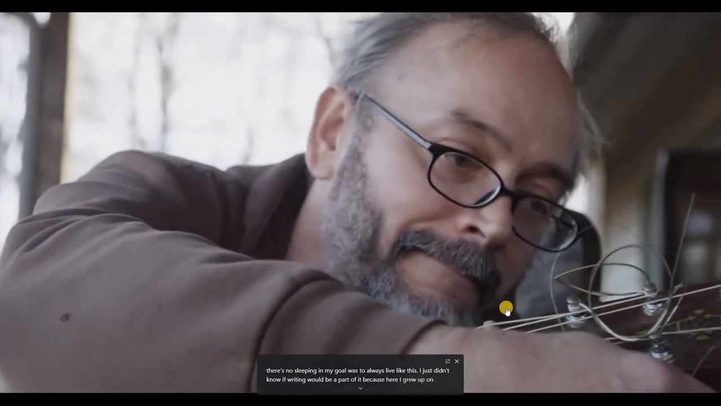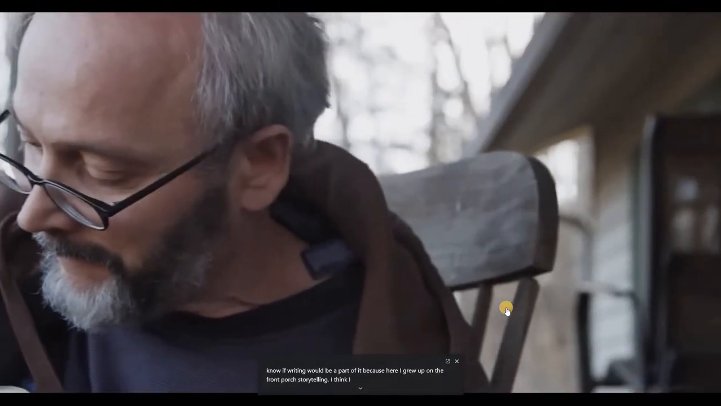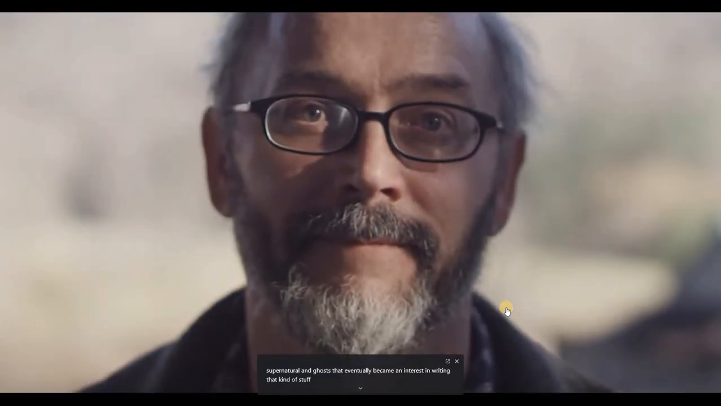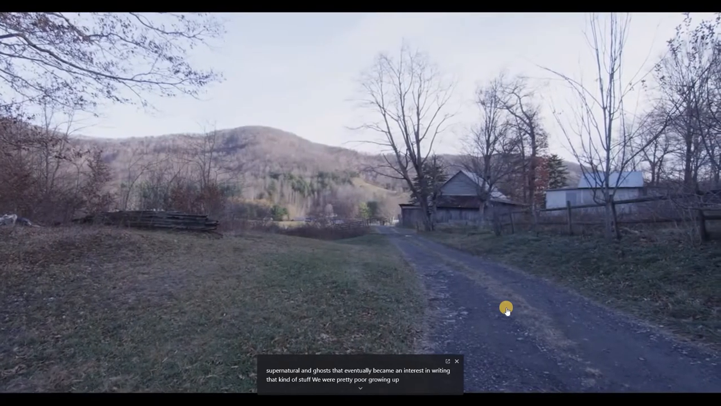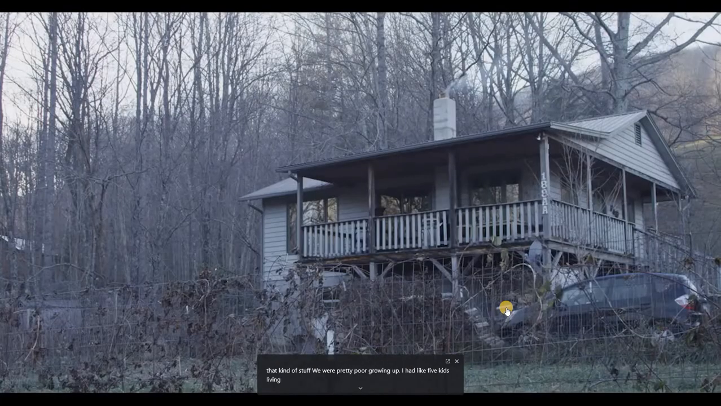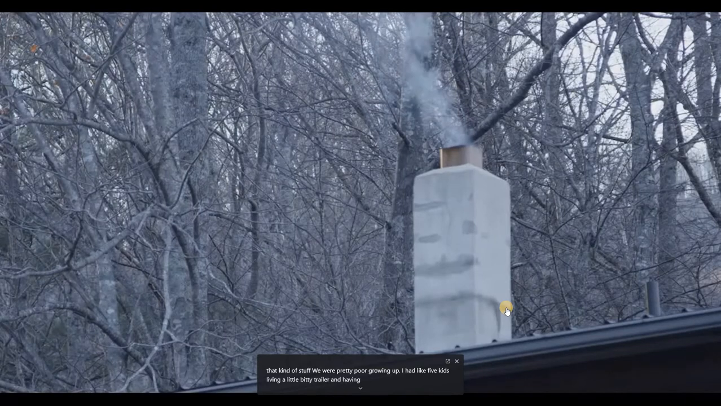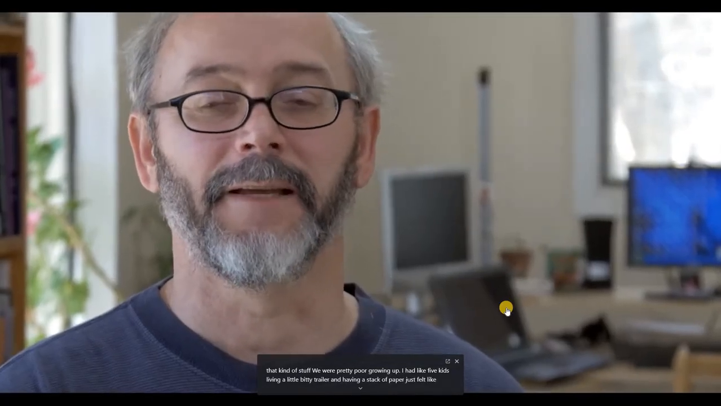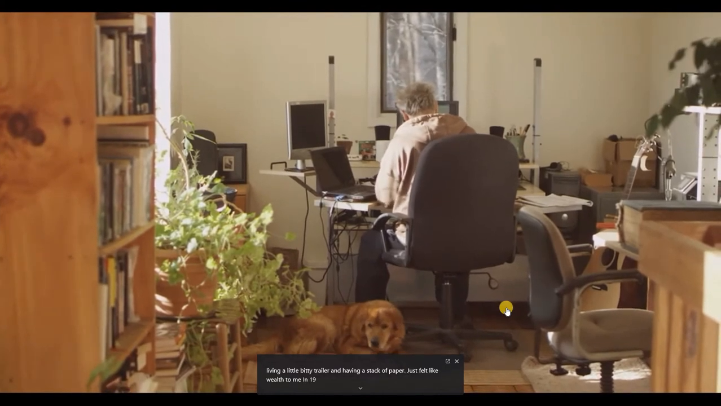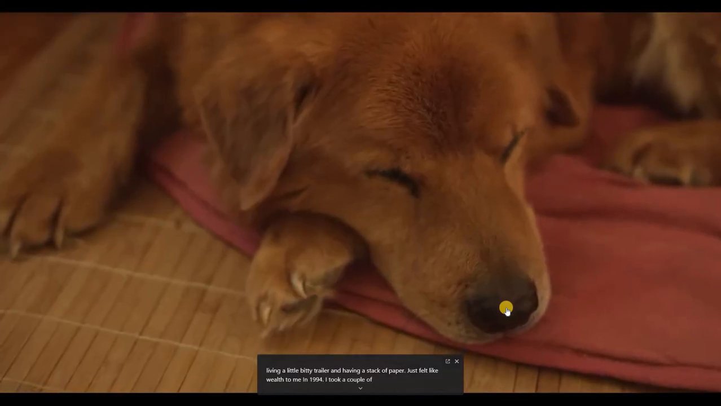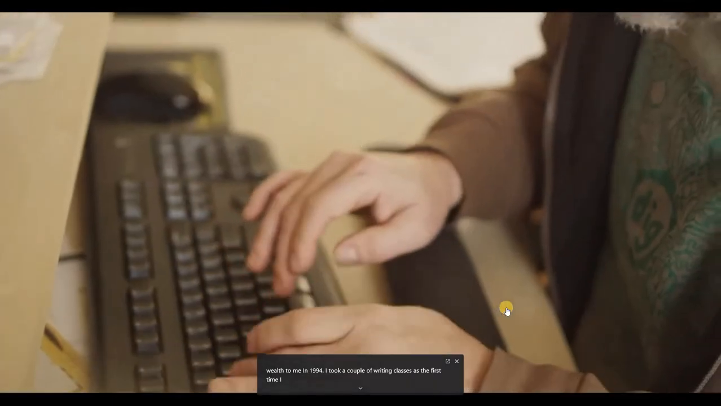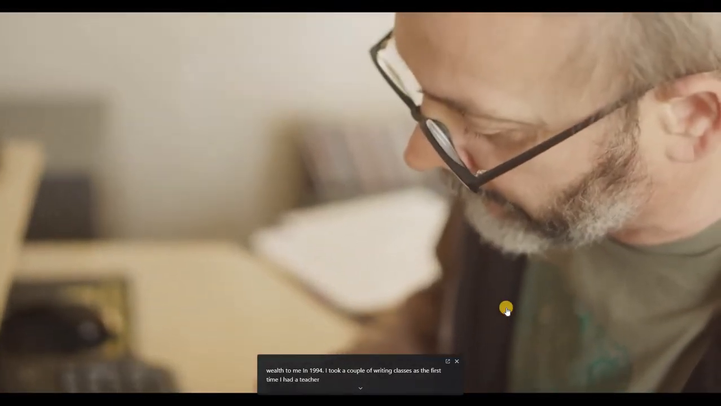I grew up on the front porch storytelling. I think that was my first exposure to the supernatural and ghosts that eventually became an interest in writing that kind of stuff. We were pretty poor growing up. I had like five kids living in a little bitty trailer, and having a stack of paper just felt like wealth to me. In 1994, I took a couple of writing classes, and that was the first time I had a teacher that said, you can do this. I say, go for it. And I didn't really know what that meant. And he was like, you got to write every day. I had 105 rejections before my first story sale.